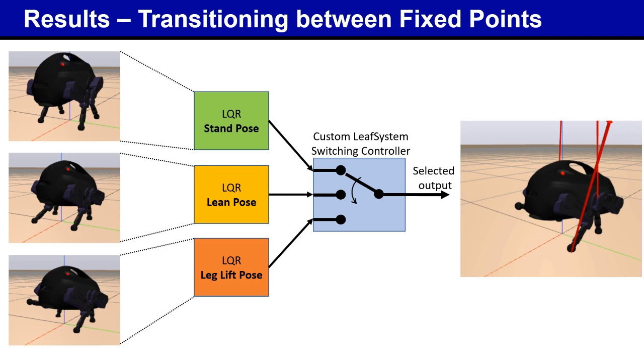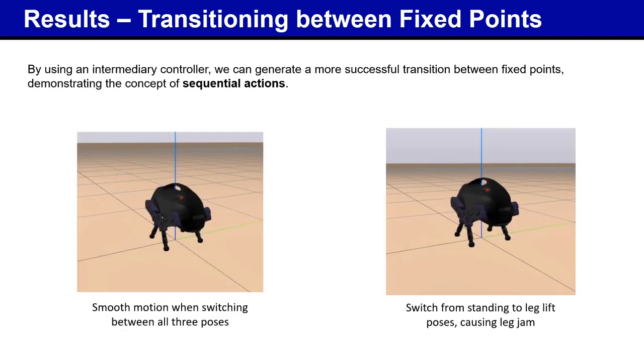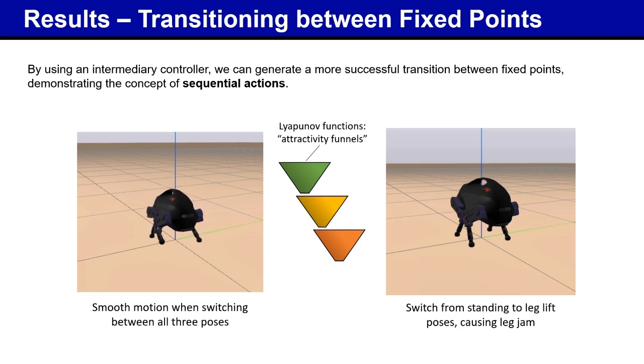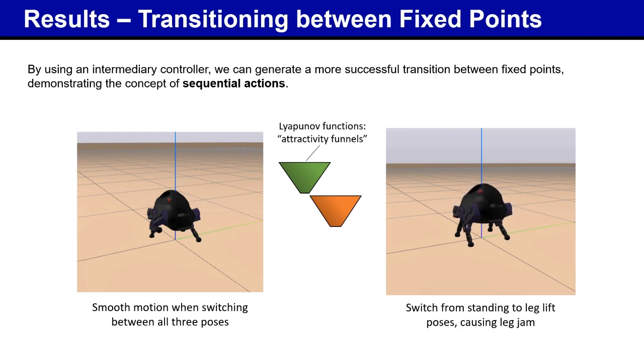So then we decided to use this to demonstrate the concept of sequential actions, since the leaning back pose serves as an intermediate step that allows smooth motion. You can see here, it's essentially a bridge between the stable layout and functions of the standing and leg lifting controllers. As you can see, removing this intermediate step causes the robot to jam its leg. So conceptually, this means the standing pose is at the border of the leg lifting LQR controller's region of attraction.